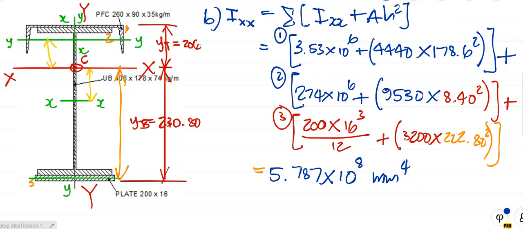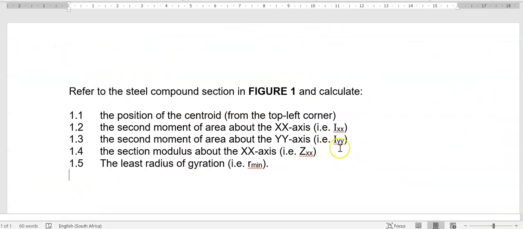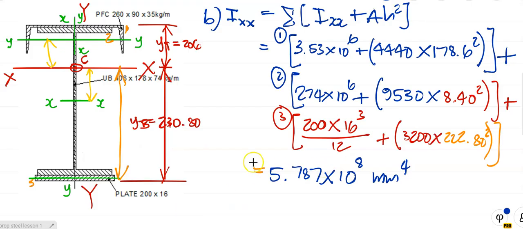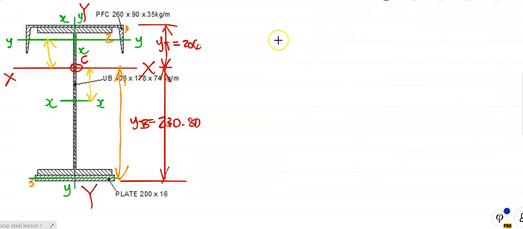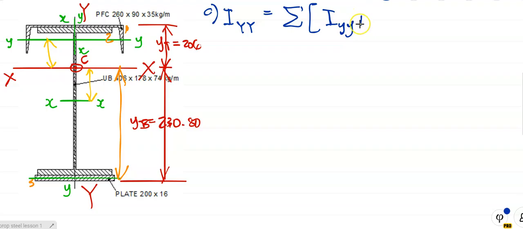Right. Next part of the question, of course, the famous IYY. Let me clean this up here and let's work out IYY for the section. And of course, we're using the famous parallel axis theorem. So there's big IYY, and that's equal to the sum of, open square bracket, small Iy, you know why that's the case, because I explained to you why, plus A h squared, using the parallel axis theorem.